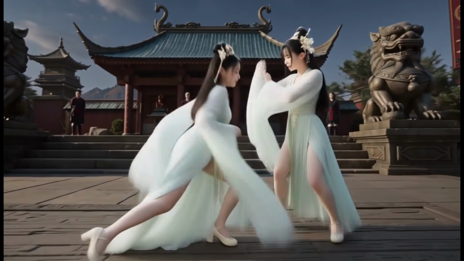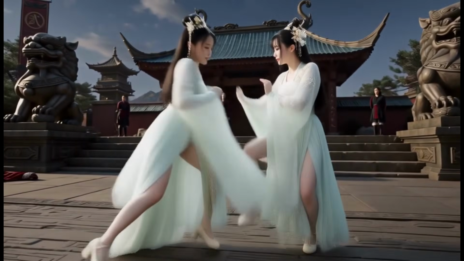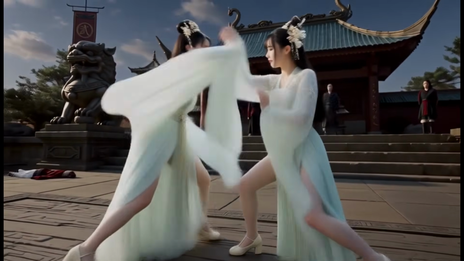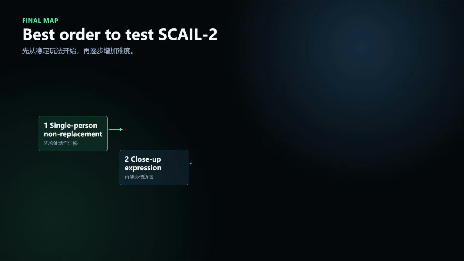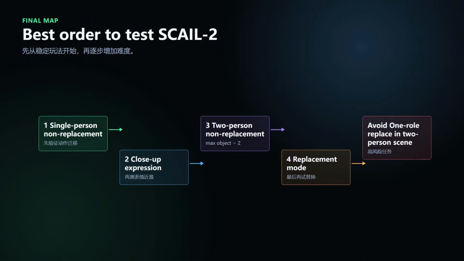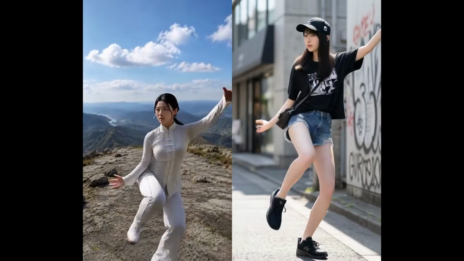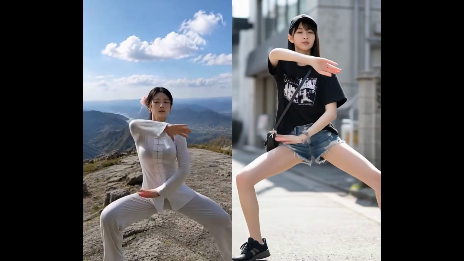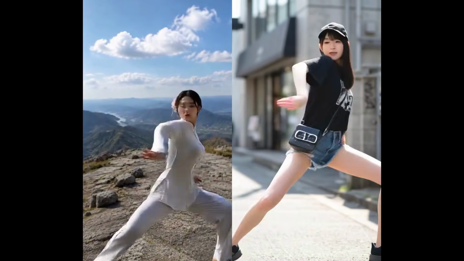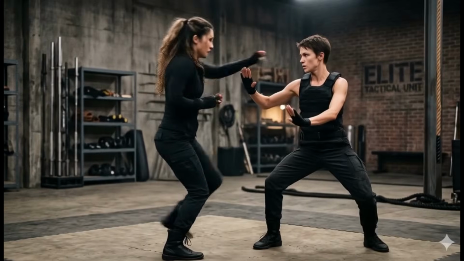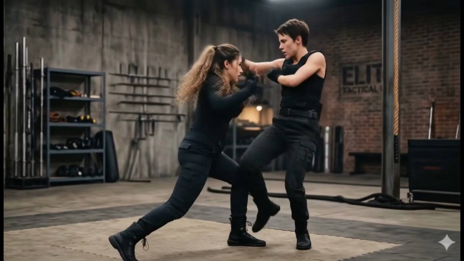The biggest value of SCAIL-2 is that reference videos are no longer limited to depth maps, contour maps, and pose maps. It feels more like an end-to-end reference video control model. For ComfyUI users, the scenarios worth testing include single-person motion transfer, expression driving, two-person non-replacement mode, and replacement mode. The scenario that is not very suitable is replacing only one character in a two-person scene.